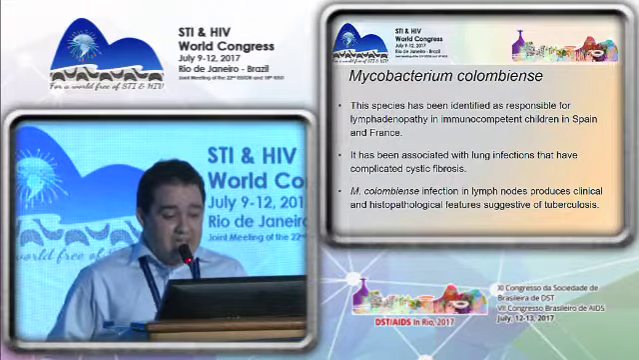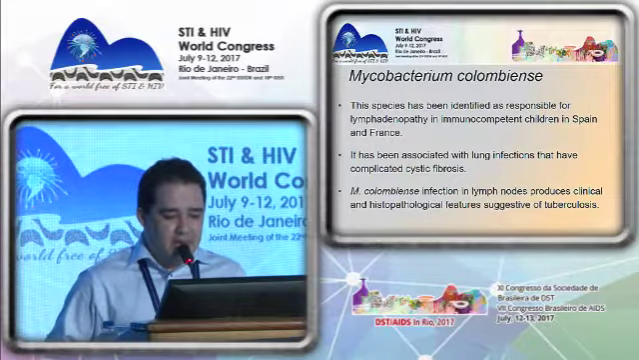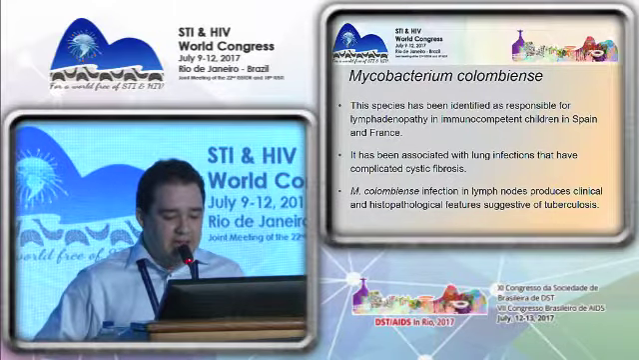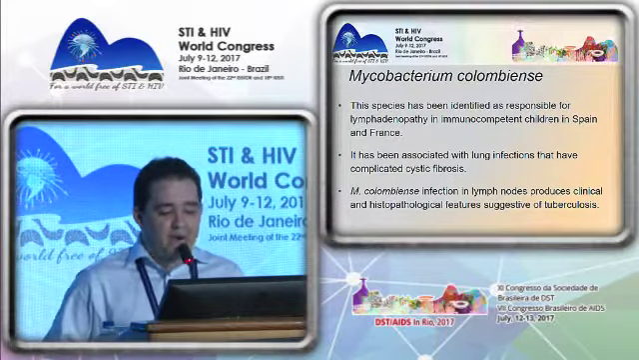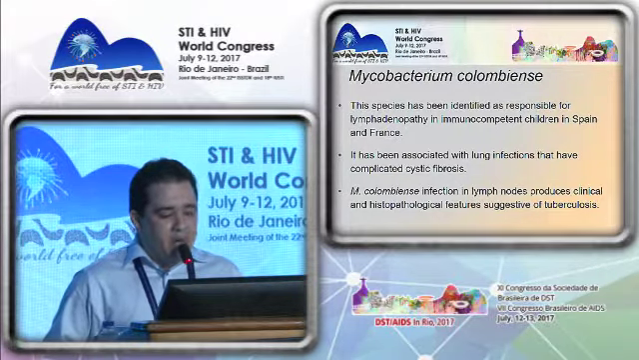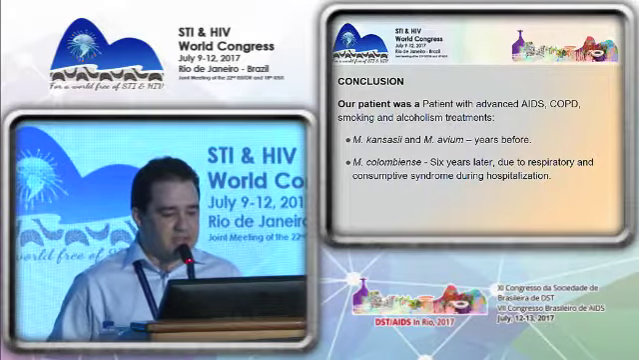4 of the isolates also had negative results when tested with the Mycobacterium avium probe. This species has been identified as responsible for lymphadenopathy in immunocompetent children in Spain and France. It has been associated with lung infections that have complicated cystic fibrosis. And Mycobacterium colombiense infection in lymph nodes produces clinical and histopathological features suggestive of tuberculosis.